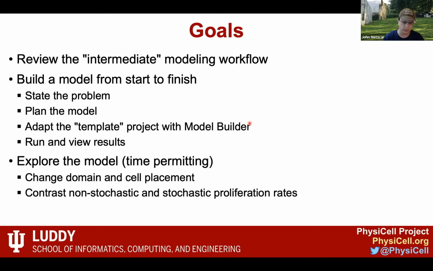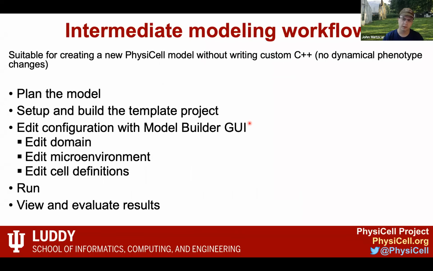And then time permitting, we'll explore the model a little bit in a couple different scenarios, use the model builder to change the domain and cell placement, and contrast non-stochastic and stochastic proliferation rates. So in terms of reviewing the intermediate modeling workflow, it's really suitable for creating a new PhysiCell model without getting into the C++. But the limit is that there are no changes in cell behaviors in response to the environment or cell interactions. So basically, cells have a static phenotype.